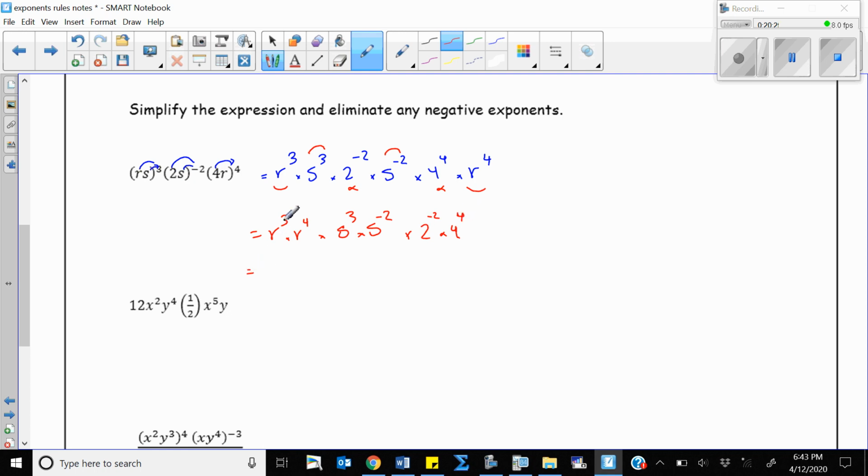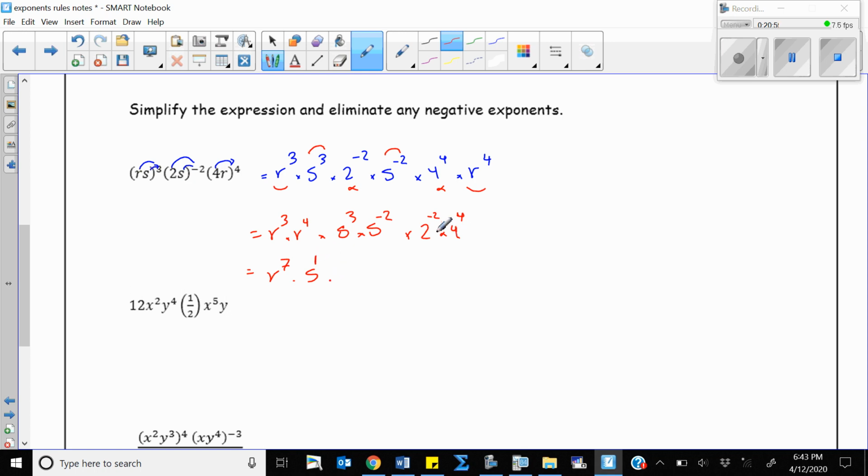Okay, R to 3, R to 4: keep the base and add up the exponents. It will be 7. Next one, again, keep the base because we have the same base with different exponents. They are multiplied together, so keep the base and add up the powers. 3 and negative 2 will be equal to 1.